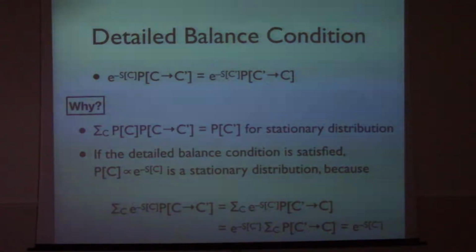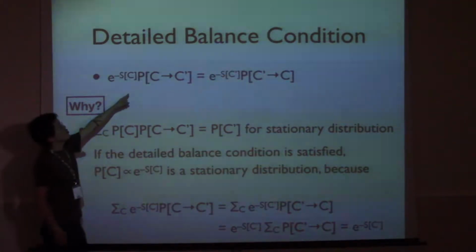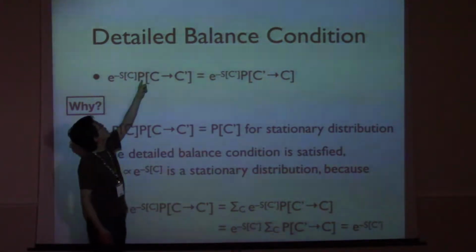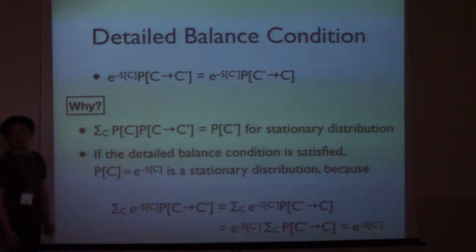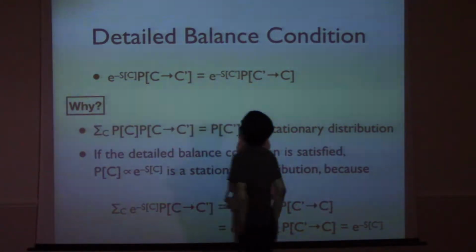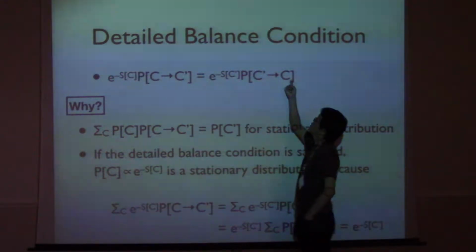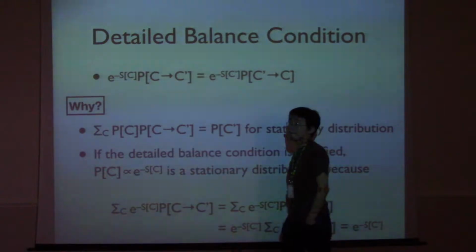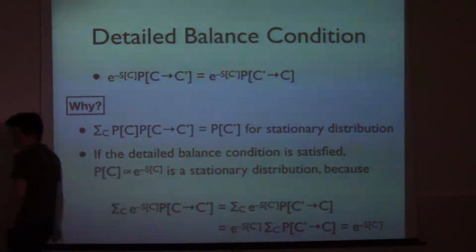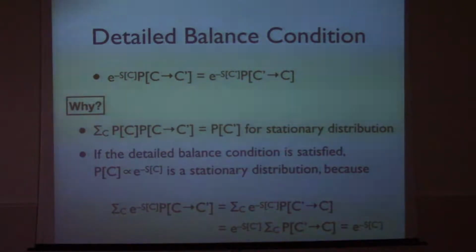And the most important thing is the detailed balance condition, which means, so this exponential minus s is the weight you want to generate. Okay? And the transition probability from C to C prime times exponential minus s of C has to be the same as the transition probability from C prime to C times exponential minus s of C prime. This is the detailed balance condition. And the reason why it's needed is intuitively simple. The mathematical proof is more complicated, but intuitively it is very simple.